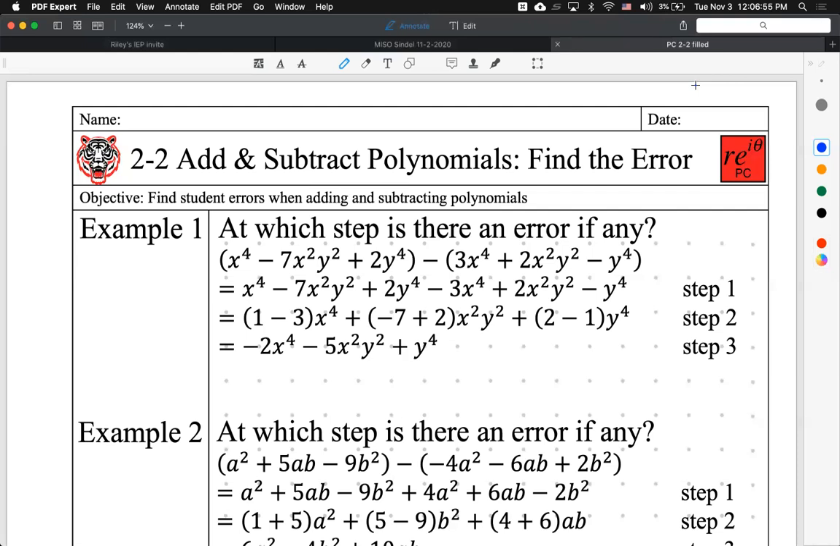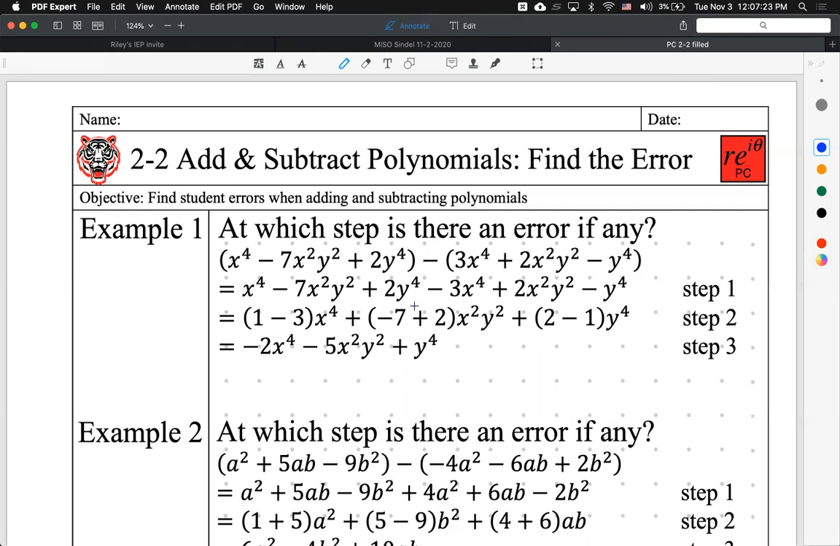All right, so example number 1. Which step is there an error, if any? Sometimes these problems don't have any errors, but the majority of the problems have errors. So you're going to either circle step 1, step 2, step 3, or you'll say at the very bottom, there are no errors. Those are your 4 possibilities. So we need to kind of read into what this student did.